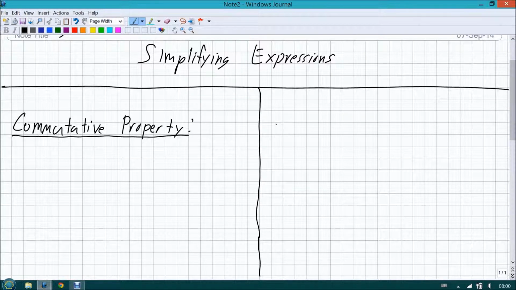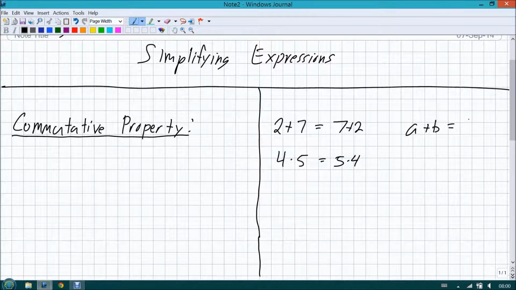An example would be something like 2 plus 7 is equal to 7 plus 2. Or 4 times 5 is equal to 5 times 4. These are examples of the commutative property. Algebraically, we would say A plus B is equal to B plus A, or A times B is equal to B times A, meaning that if I take the A and I move it to the other side, it commuted, it moved. Just like on this one, if I took the B and moved it to the other side, it commuted or moved.